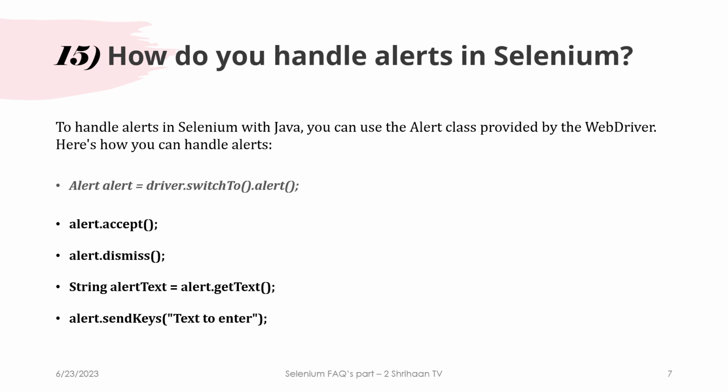So Alert alert = driver.switchTo().alert(). This is the syntax for this Alert class, and if we accept the alert, then we need to use alert.accept. If we want to dismiss, we need to use alert.dismiss. If we want to get the text of the alert, we can use the alert.getText method. And if you want to write something in that alert, we can use alert.sendKeys.